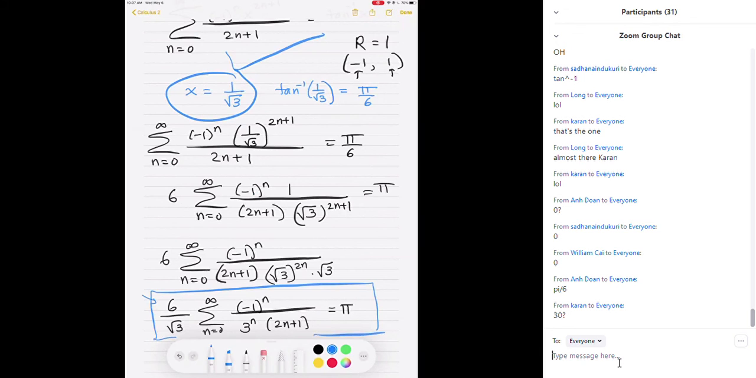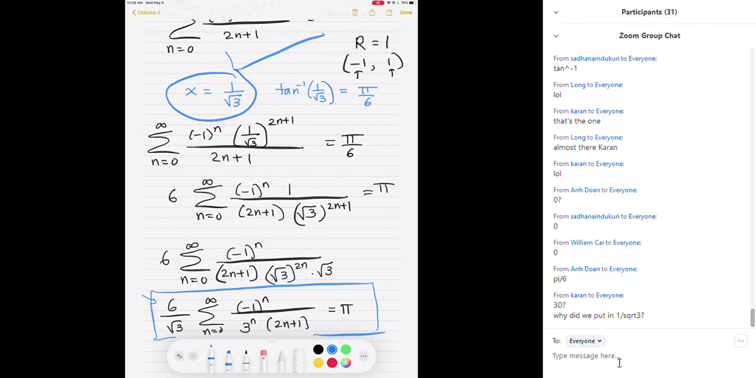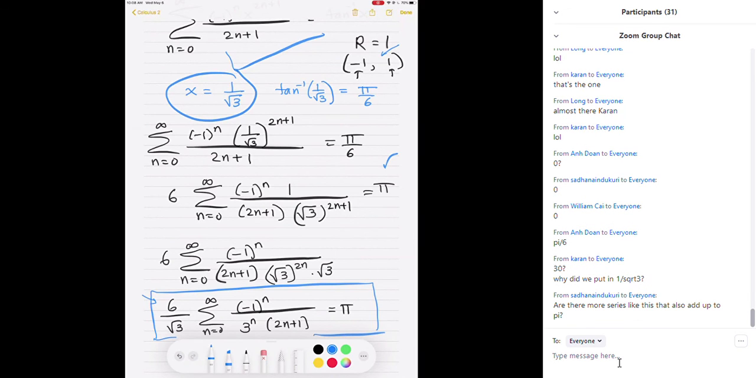Took a bit more time because we lost some time earlier. We did 1 over square root of 3 first because it belongs in the interval. Second, it gives us the value of pi, because I knew tan inverse of 1 over square root of 3 is pi over 6. What I wanted to show you was how you can use series as a computational tool.